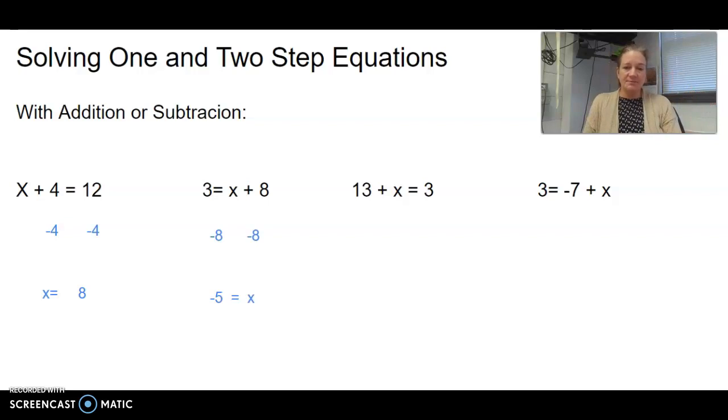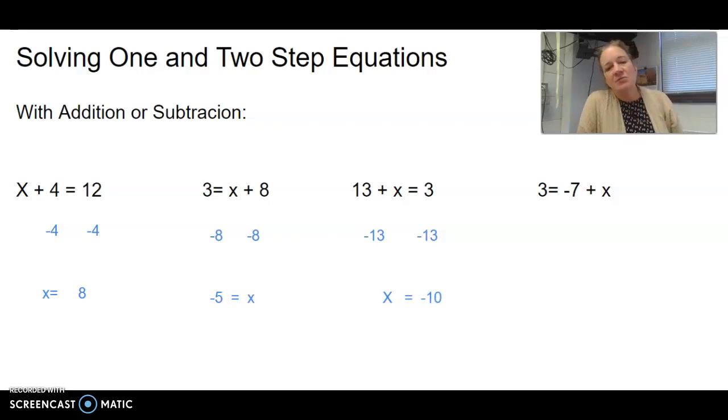On this next one, I'm going to subtract the 13 from both sides. I want to get x by itself, so I want to get rid of what's with the x. Get rid of the 13. Don't worry about the 3. I subtract to make it cancel, so 13 minus 13 is 0, so that cancels out. And I'm left with x is negative 10. 3 minus 13 is negative 10.